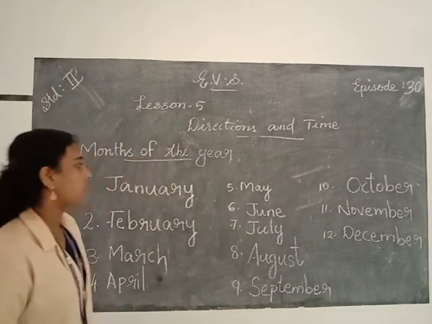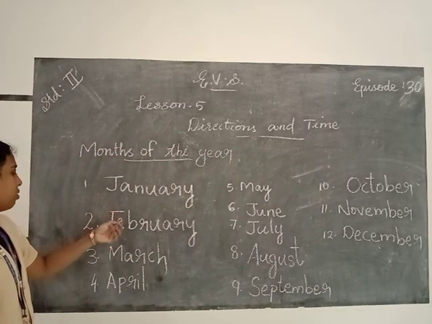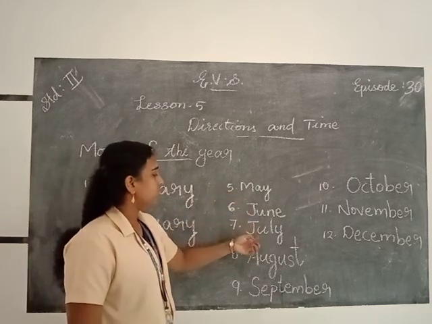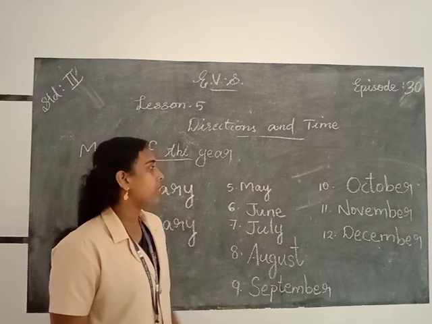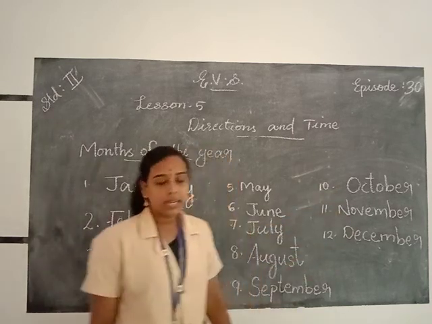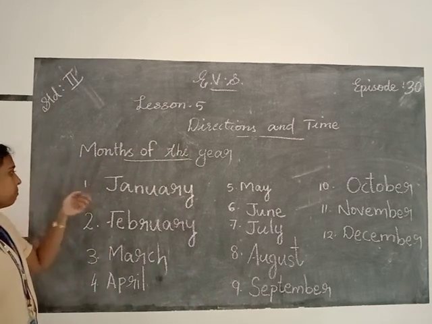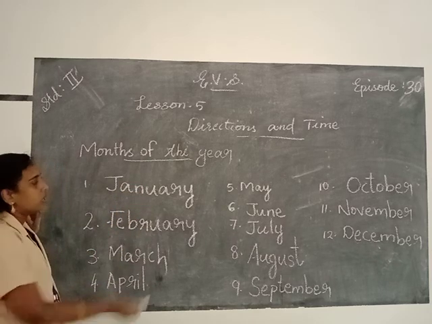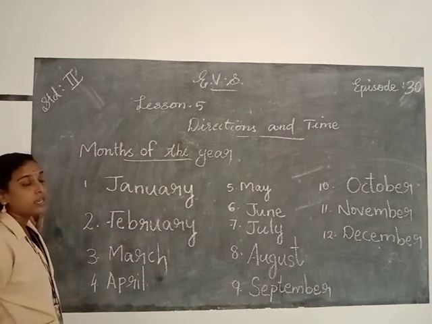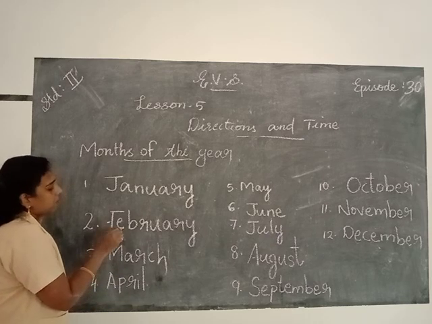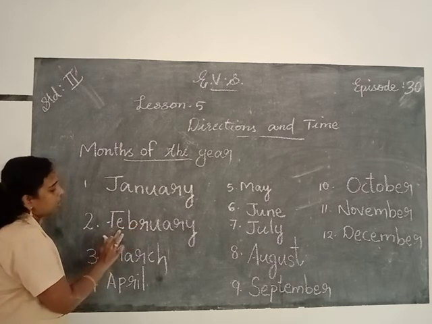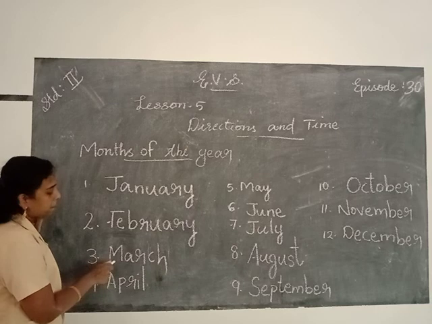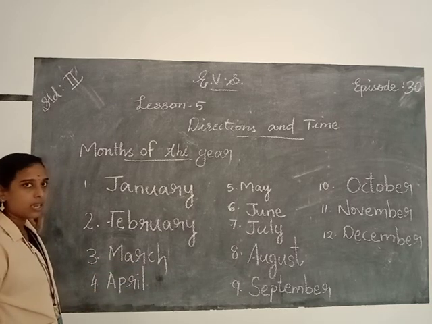December. So these are the 12 months in a year. January, February, March, April, May, June, July, August, September, October, November, December. So look at the spelling. J A N U A R Y. January. F E B R U A R Y. February. M A R C H. March.